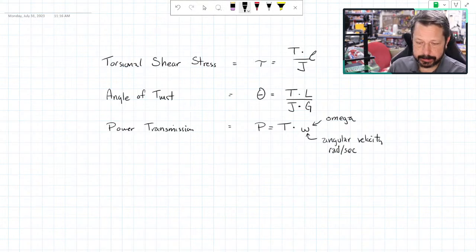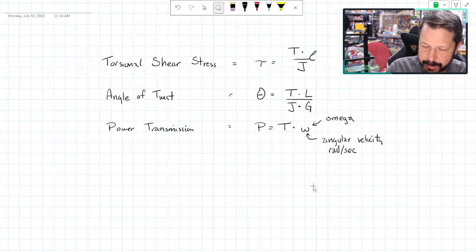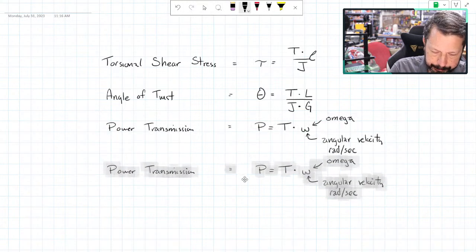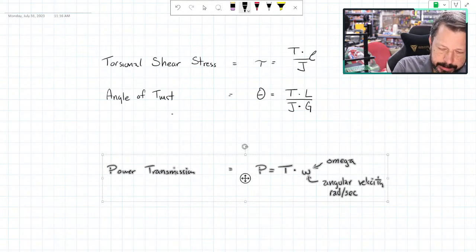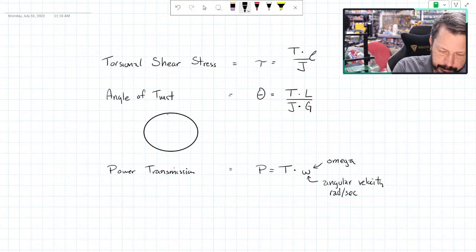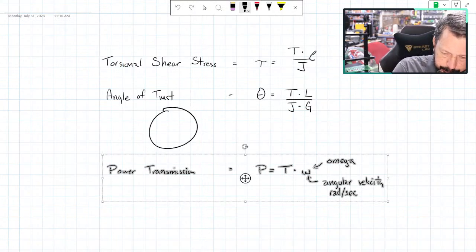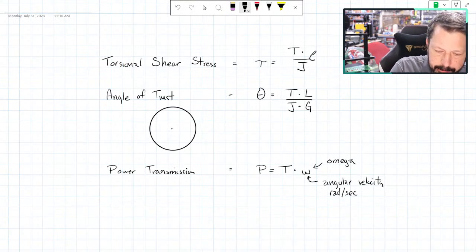All right. So let's do a little to develop our power. Oh, you know what? Before I forget, I was going to show you a little diagram for that angle of twist. I had already forgotten that. Let's move this down. So, angle of twist. Didn't want that to be an oval. Let's make it more circular. There we go.